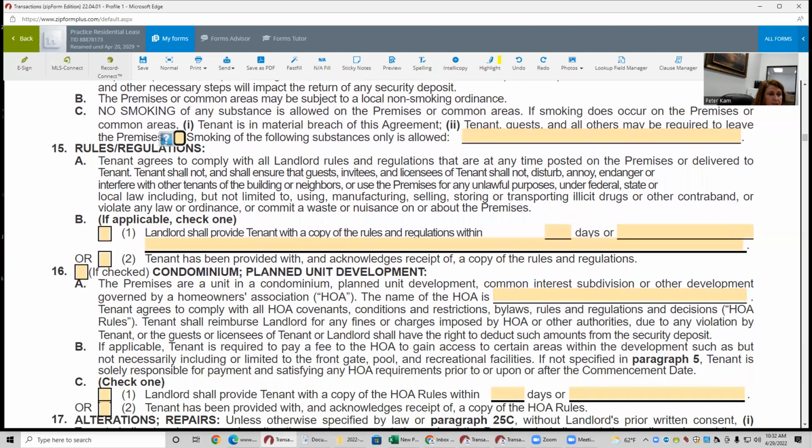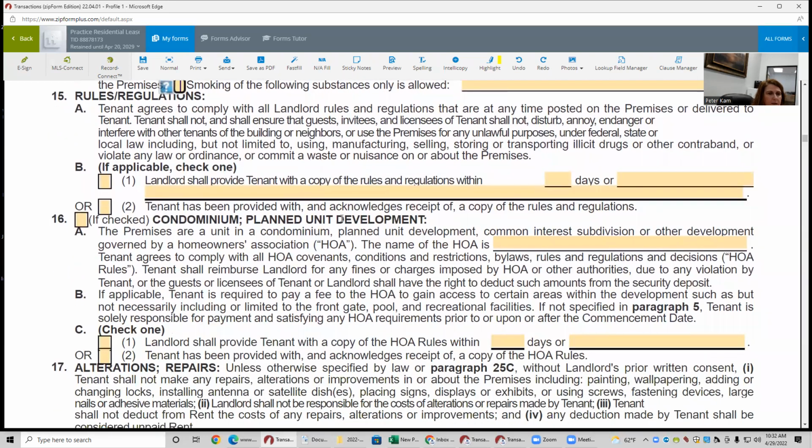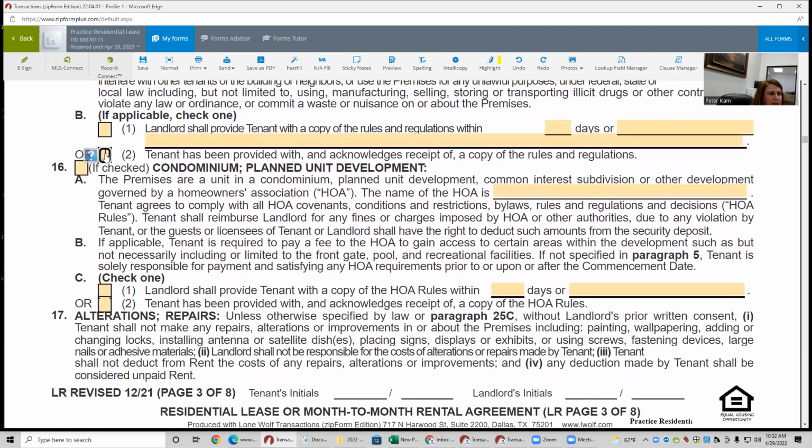Rules and regulations. So the tenant does agree to comply with the rules and regulations provided by the landlord. If applicable, it says check 1. The landlord provides the tenant with a copy of the rules and regulations, or the tenant has been provided. Okay, so the landlord may have some of their own rules that they've typed up or have a sheet on. So if that's the case, you probably want to provide it up front to the tenant.